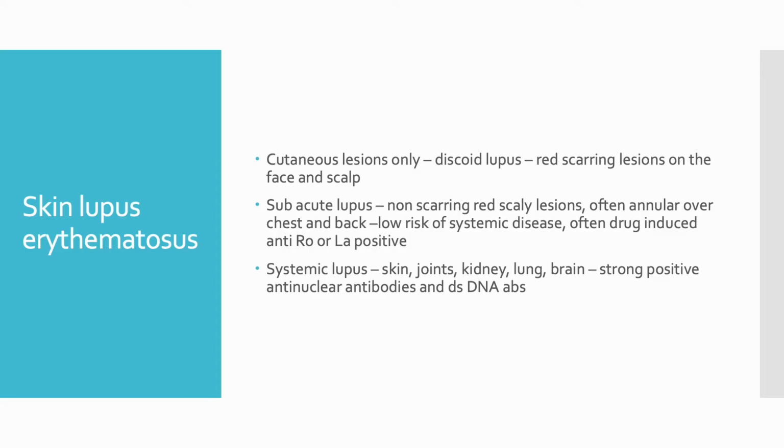So a spectrum of disease going through from discoid lupus, which tends to produce localized skin lesions which scar, subacute lupus, more extensive lesions which are often annular, may resolve without scarring with a low incidence of progressing to systemic disease, and systemic lupus, where not only is the skin affected but other organs which may be life-threatening are affected, such as the kidney, lung, brain and joints.